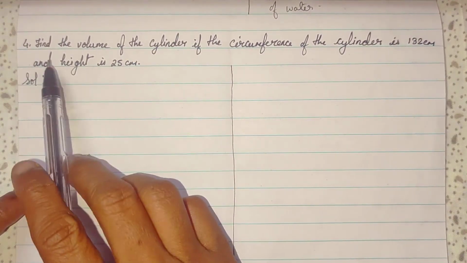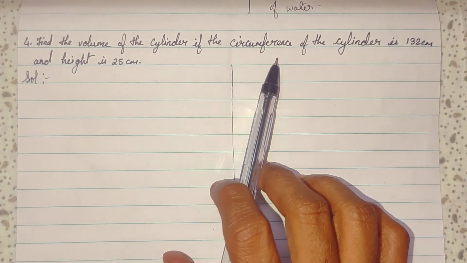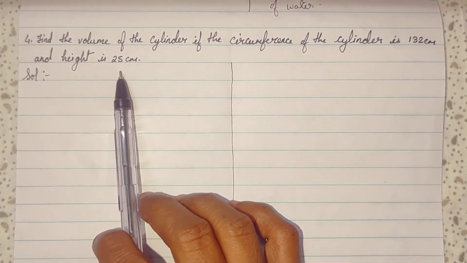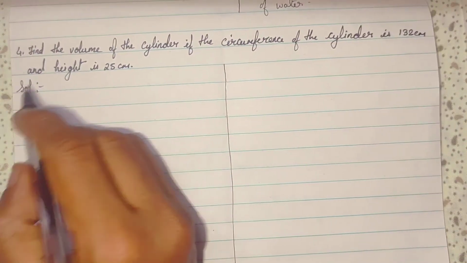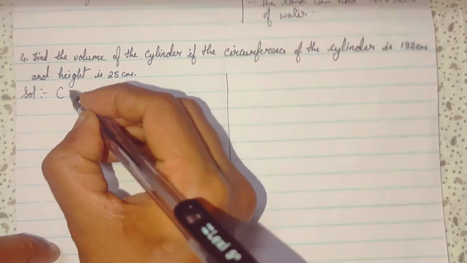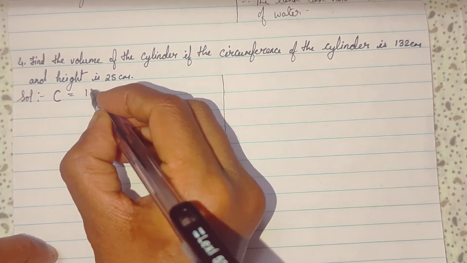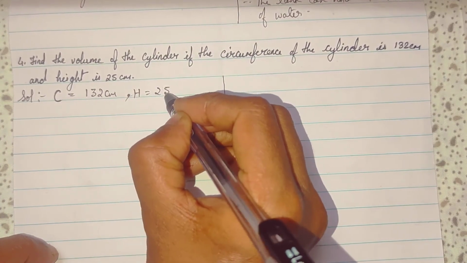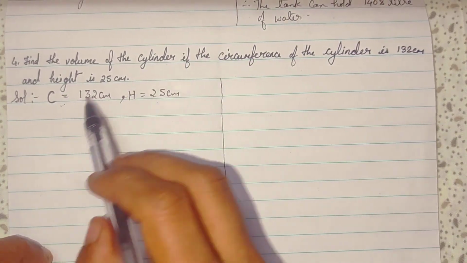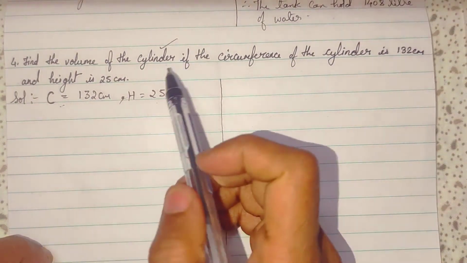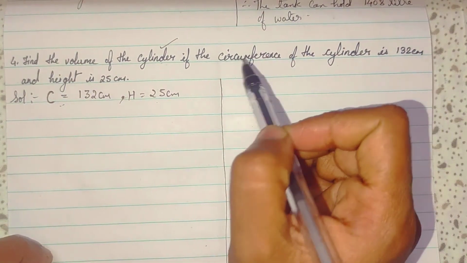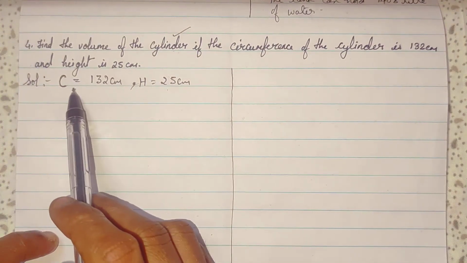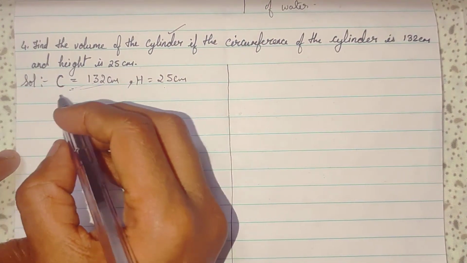Fourth sum. Find the volume of the cylinder if the circumference of the cylinder is 132 centimeter and height is 25 centimeter. So we have been given C, that is circumference, 132 centimeter and height 25 centimeter. This information is about a cylinder. Now we have to find the volume of the cylinder. To find out volume we need radius. Here radius is not given, but with the help of this circumference we will find out radius.